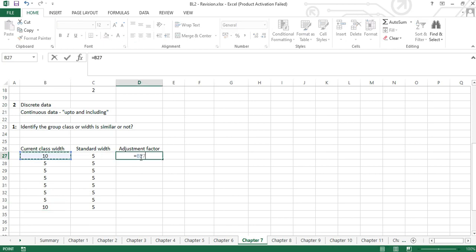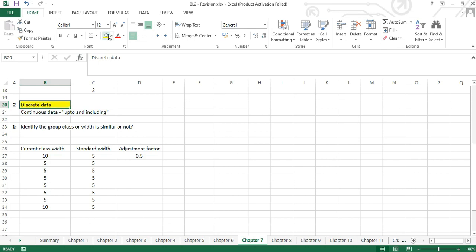So we get the adjustment factor: standard width divided by current class width. This is what you should do when it comes to discrete data. Actually, whether discrete or continuous, it doesn't matter, but where the class width differs, it mostly relates to discrete data. For continuous data also you will use the same method, so don't worry, the only thing is the change in the class width. So the adjustment factor you take for all, here it's 5 divided by 5, so it's always equal to 1.